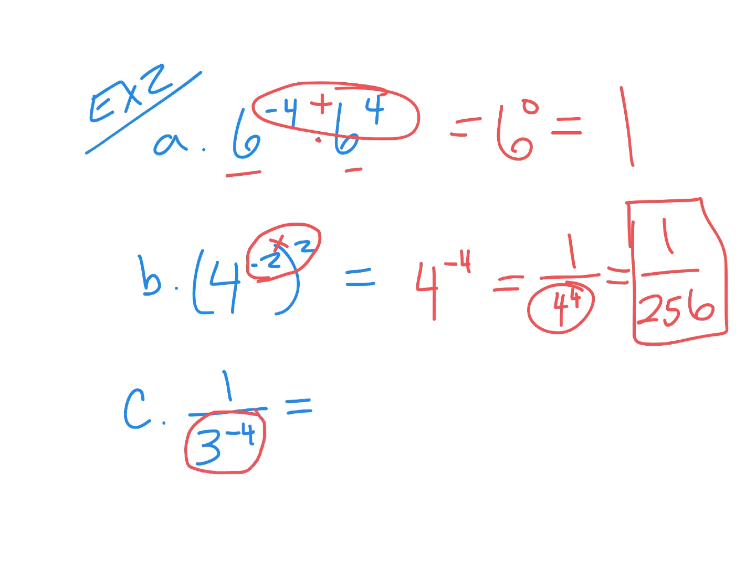Instead of, it's on the bottom, so I need to move it across the divide sign, right? Oh, yeah. So I'm going to grab it and drag it to the top. So it just becomes 3 to the power of 4. That's right. And then 3 to the power of 4, you can do that on a calculator and you come out with 81.